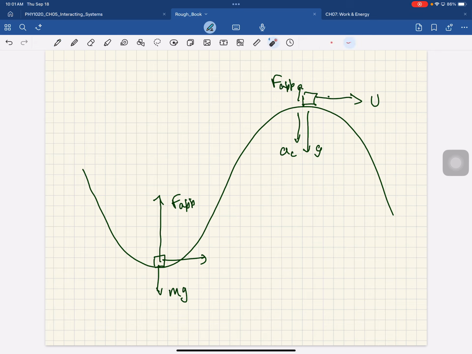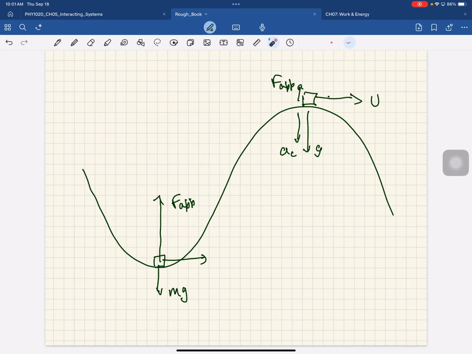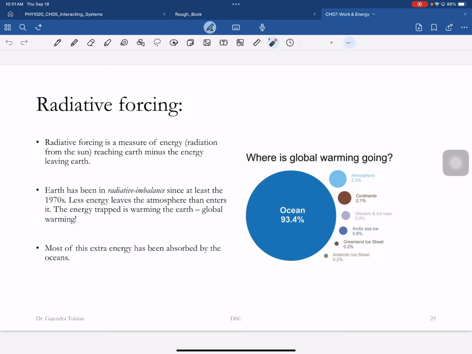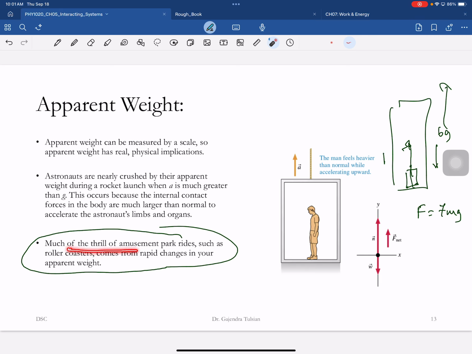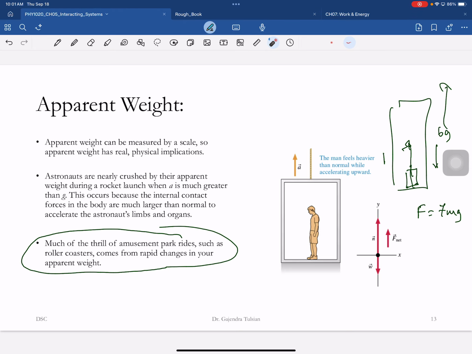So this is why you pay $80 for that ride. Here, you're feeling 3 times your body weight. Here, you're feeling almost weightless. It happens in a flash, and that's what you pay the money for. Much of the thrill of amusement park rides, such as roller coasters, comes from rapid changes in your apparent weight. So they have to design these rides to be exciting and safe.